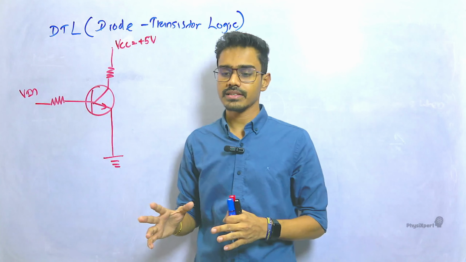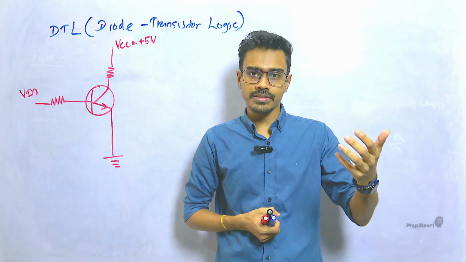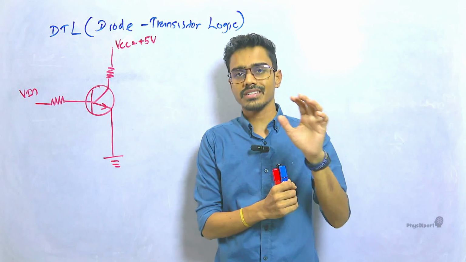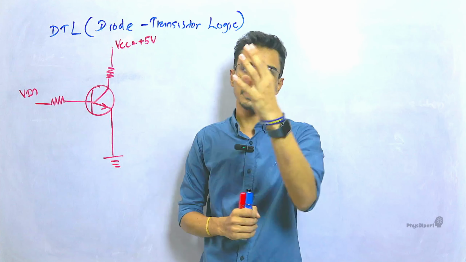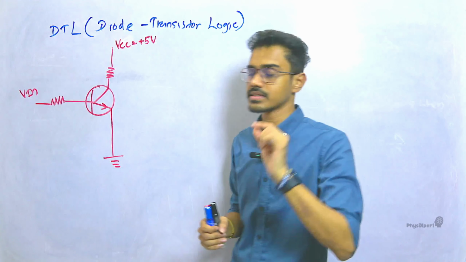If there's no current in the transistor, it is in the cutoff region. But when current flows, the transistor should not be functioning in the active region. It should directly jump into the saturated region. In such a way, these two resistors should be chosen.